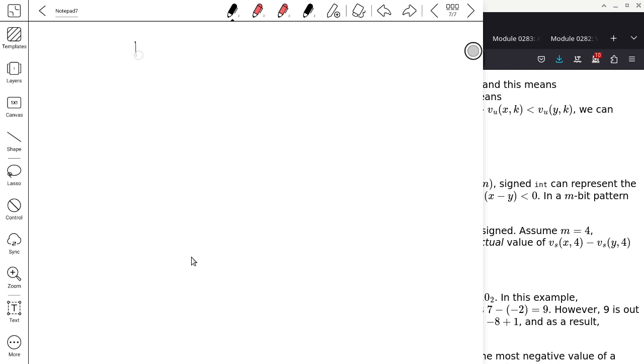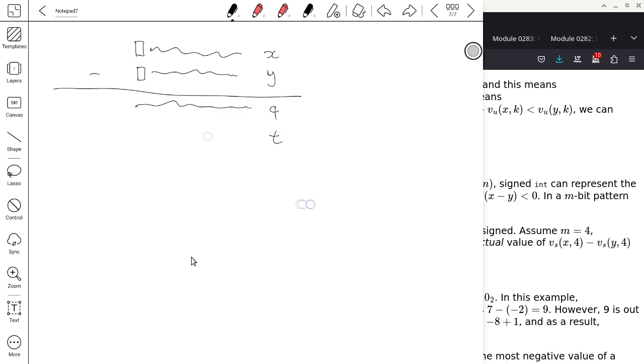So we only want to look at the most significant bit of X, okay? So the squiggly here, I don't really care. Squiggly here, I don't care. So we have X minus Y. The entire row of Q, I don't care. The entire row of T, I also do not care. And then we look at D, the most significant bit, I do care. The rest of the bits, I do not care.